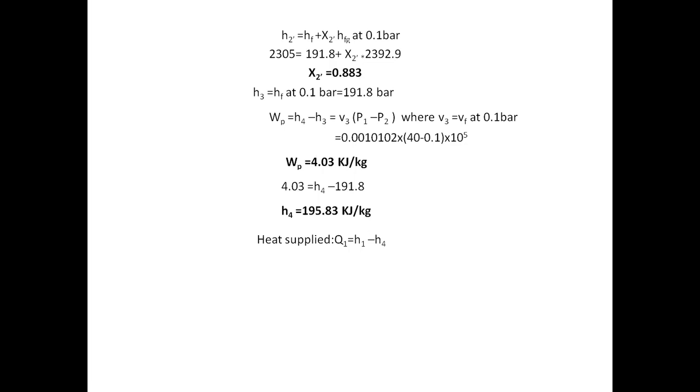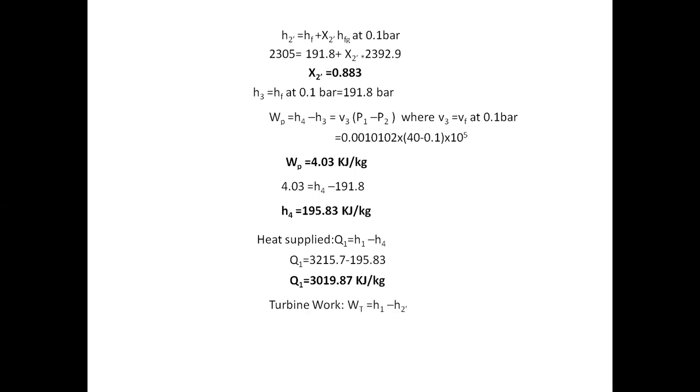Next, we need to find the heat supplied. He is asking for eta. Eta means net work done divided by heat supplied. We have calculated the pump work. Now we need to calculate the heat supplied and turbine work to find eta. So heat supplied is H1 minus H4. Substituting the values, we got Q1 as 3019.87 kilojoules per kg.